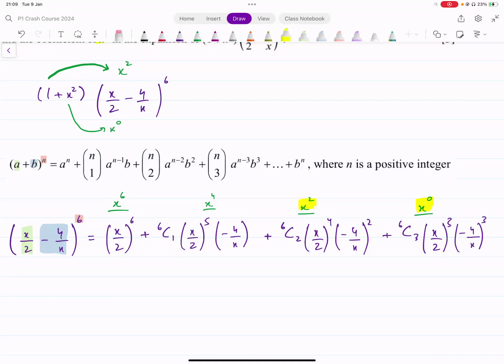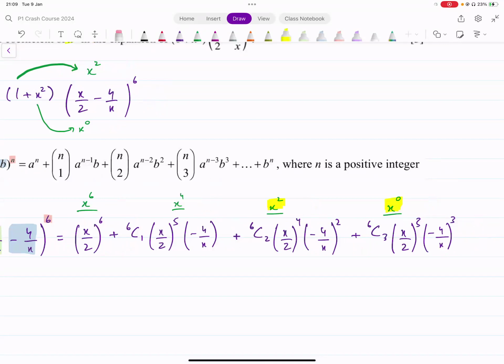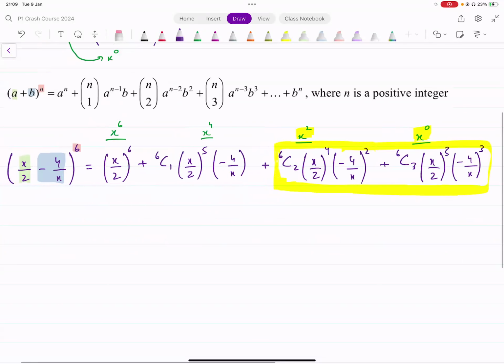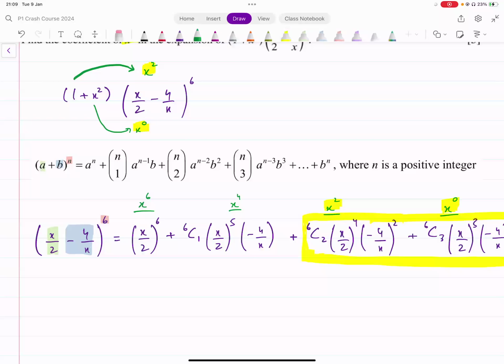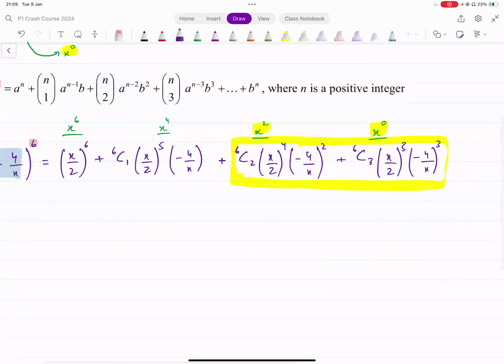Now we ignore everything else. We just focus on these two terms because that's all that we need, right? From that expansion, we are just interested in these two terms. We ignore everything else. Okay, because we needed x squared and x raised to power 0. That's what we want. Now let's simplify these two terms.